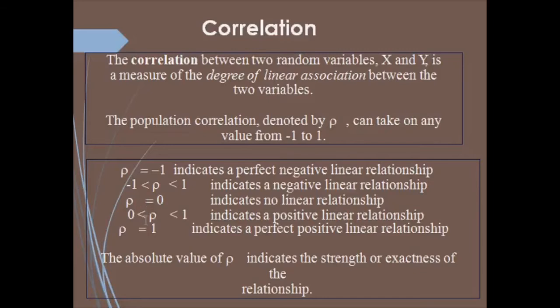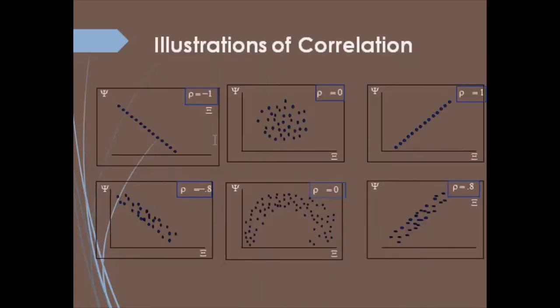If rho is between 0 and +1, it indicates a positive linear relationship. If rho is equal to +1, it indicates a perfect positive linear relationship. The absolute value of rho indicates the strength or exactness of the relationship. This is the illustration of the correlation. It consists of 6 illustrations.